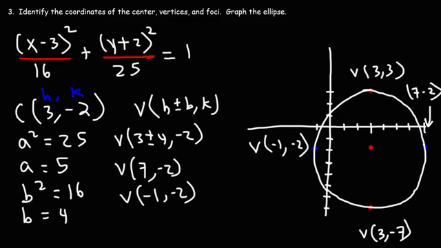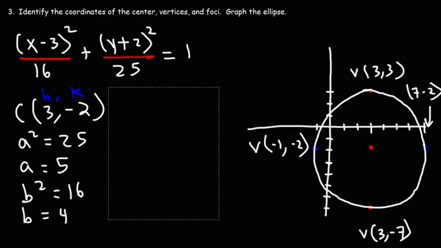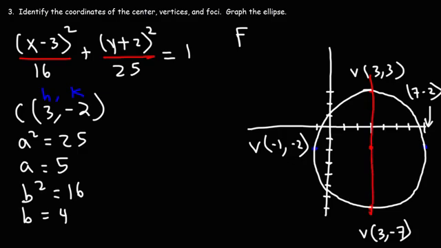So that's how we can graph this particular ellipse. And we have the coordinates of the major and minor vertices. Now, let's focus on finding the coordinates of the foci. The major axis is vertical. Thus, the coordinates of the foci will be along that line.